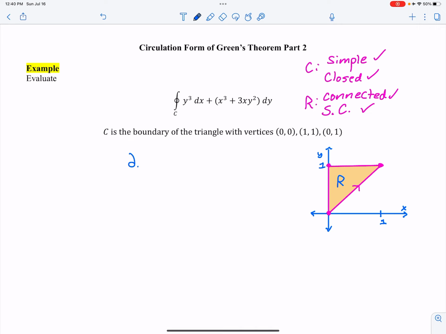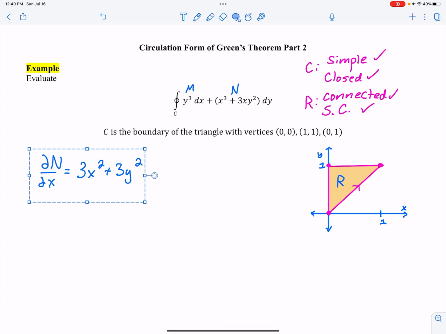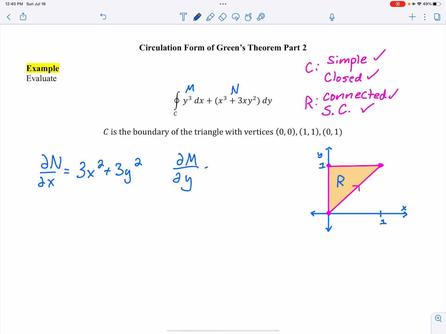This requires us to get the partial of N with respect to x. So N, remember this is M, this is N. Green's theorem required those two things. So the partial derivative of N with respect to x is going to be 3x squared plus 3y squared. I'm going to scoot this over so I can put them both right here. Partial of M now with respect to y. All right, that gets me a 3y squared.